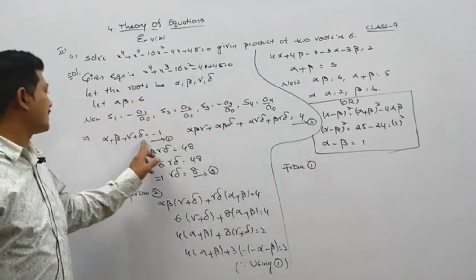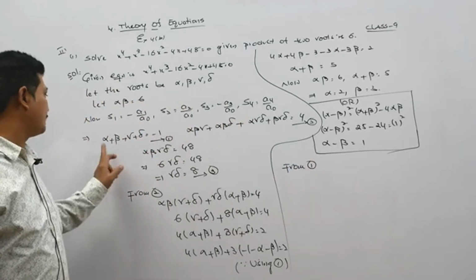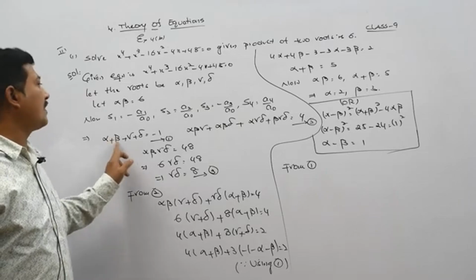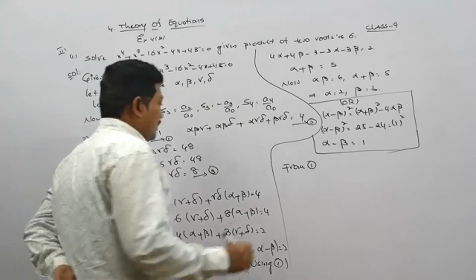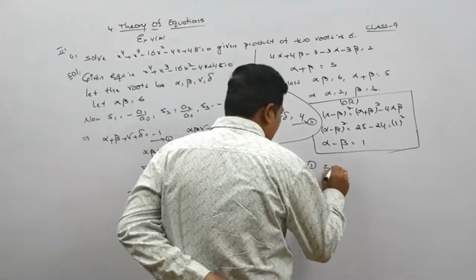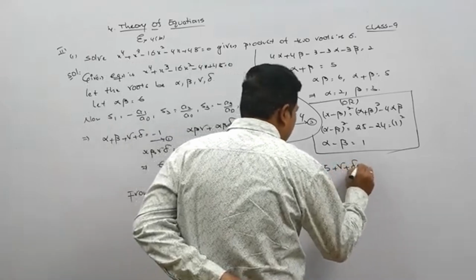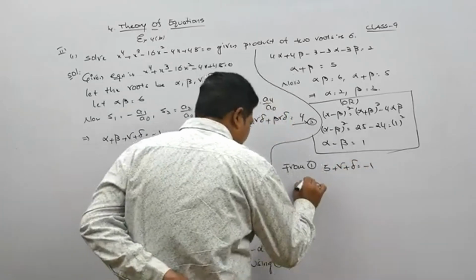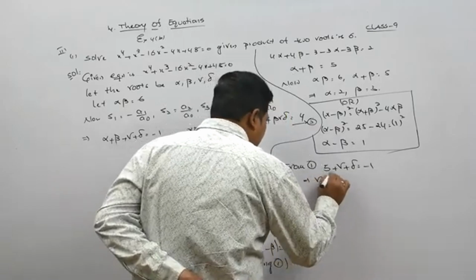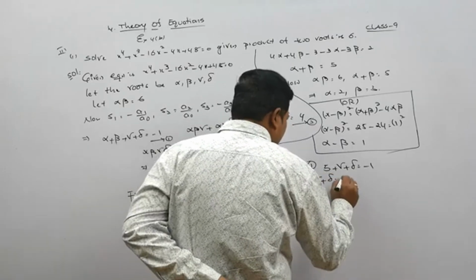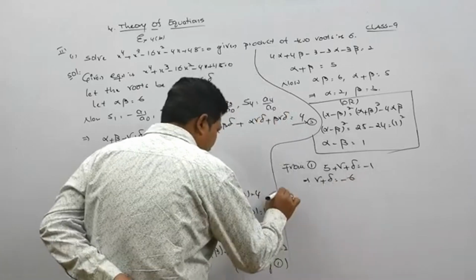Alpha plus beta plus gamma plus delta is equal to -5. We know that alpha plus beta is equal to 5. Writing that value, 5 plus gamma plus delta is equal to -1, which implies gamma plus delta is equal to -1 minus 5, which is -6.